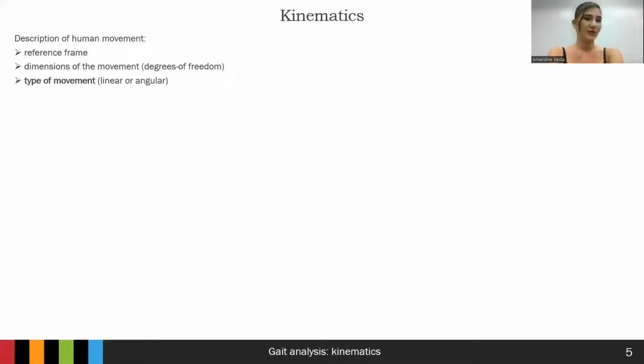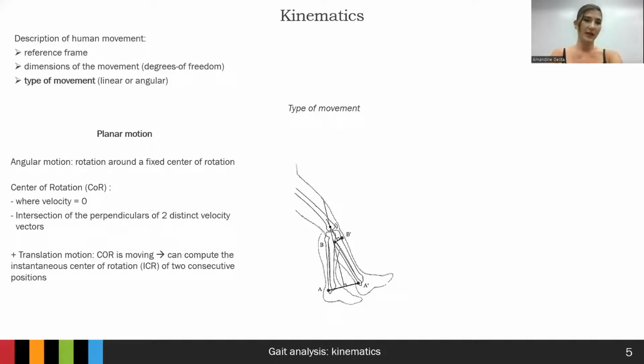So as mentioned previously, to describe a human movement, you first need a reference frame, but also the dimensions of the movement, I mean degrees of freedom. But you also need to provide the type of movement, which can be linear or angular. There exist 3 main types of movement in biomechanics. The first one is the planar motion. It's a motion in just one plane.